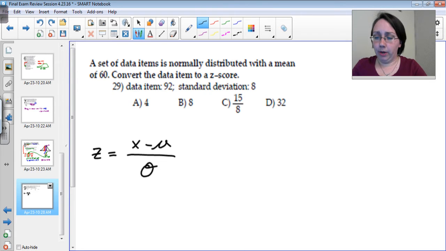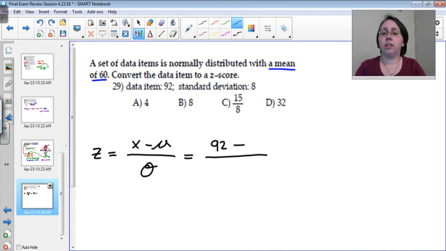All right, so what is our data value that we're converting here? Normally distributed allows us to use a z-score. The 92. Where's the 92 go in the formula? That's your x minus the mu, which is your mean. Does it give us a mean? It did in the dark letters. Your dark letters are important on these exams.